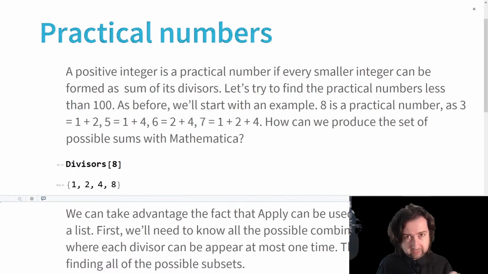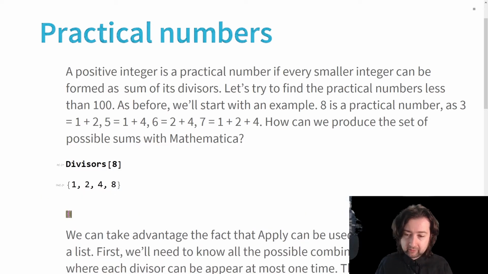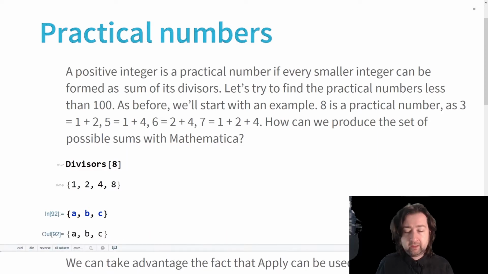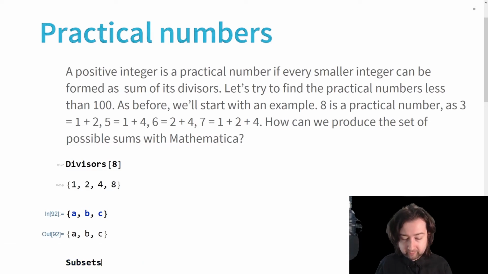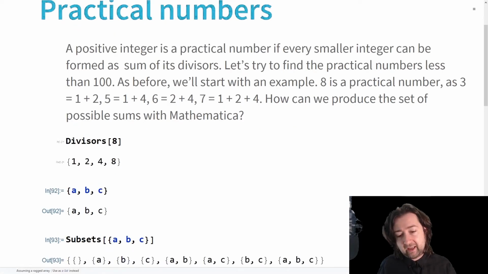Before I go into the explanation for this particular case, let's look at the list ABC. Remember that the power set of a set is the set of all possible subsets that can be made from that set. You can get the power set in Mathematica by using the command called Subsets. So if you use Subsets on ABC, it will produce every possible subset that can be made from the elements A, B, and C. So it's the power set.